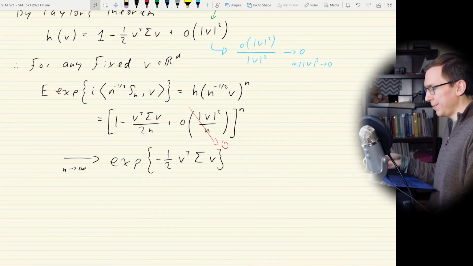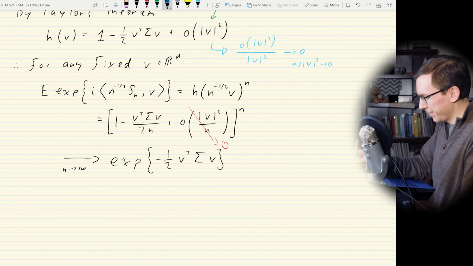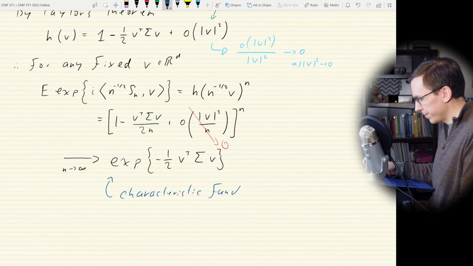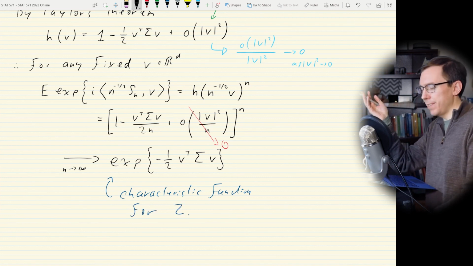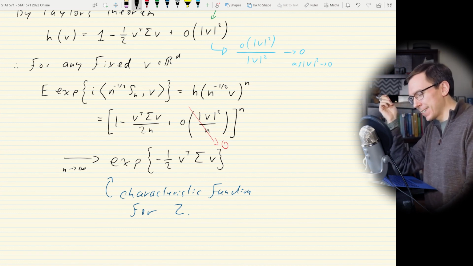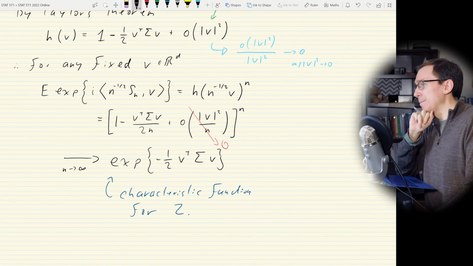So what did we do? Well, this is the characteristic function for z from the beginning, which was our multivariate Gaussian mean zero random variable with covariance matrix sigma.